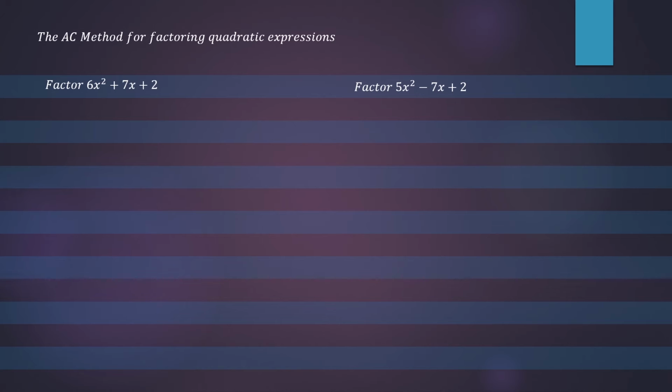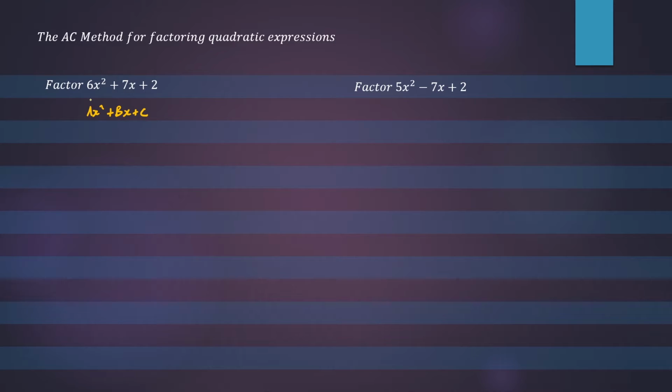Hi everyone, in this question we'll use the AC method for factoring the following quadratic expressions. There are a number of ways of factoring quadratic expressions, but this is probably one of the faster ways. The first thing to do is rewrite your expression in the general form, and this is already in general form, so that would be ax squared plus bx plus c.